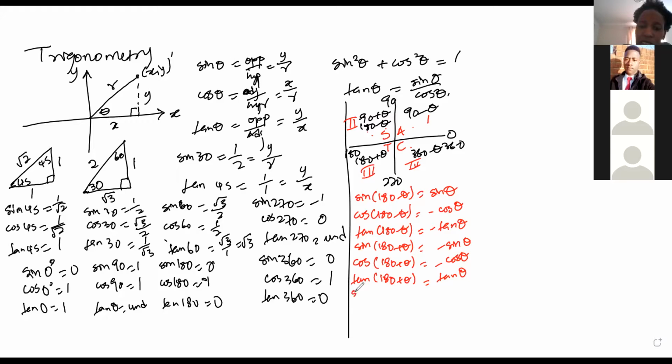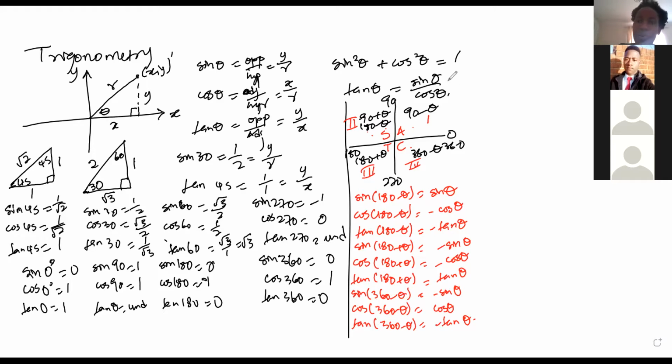Then let's go to 360. Sine 360 minus theta is negative sine theta because sine is negative in the fourth quadrant. Cos 360 minus theta is positive because cosine is positive in there. Tan 360 minus theta is negative because tan is negative in that quadrant. Okay, so that is that part.